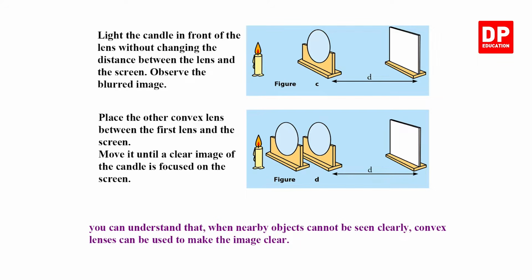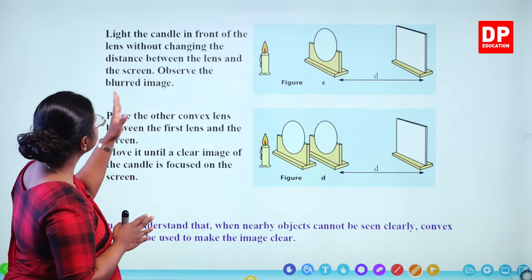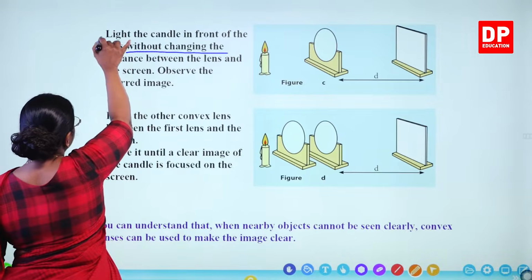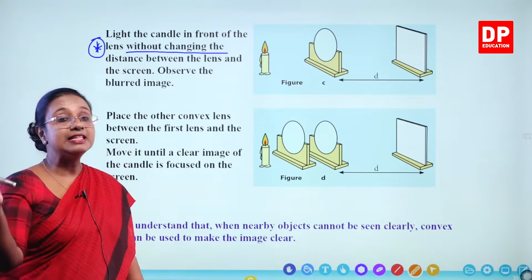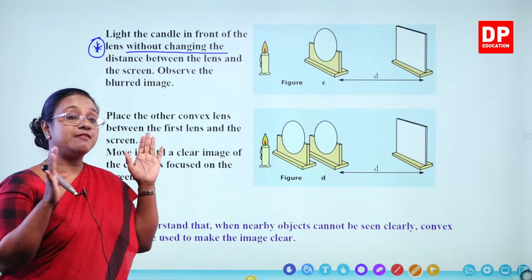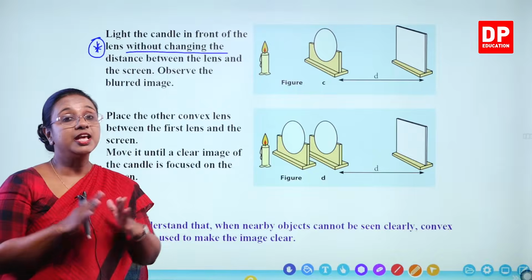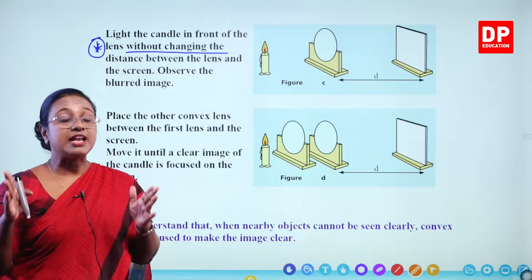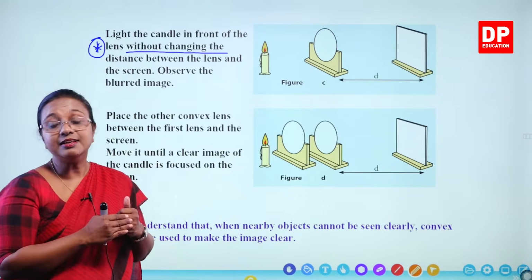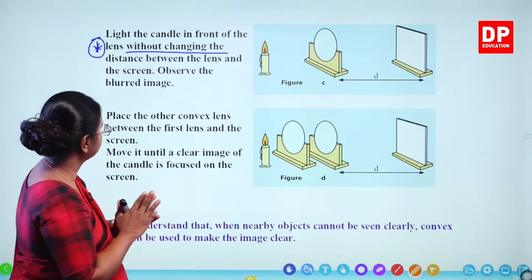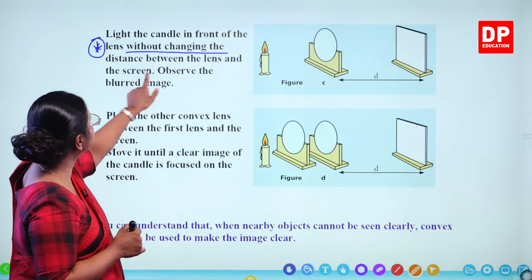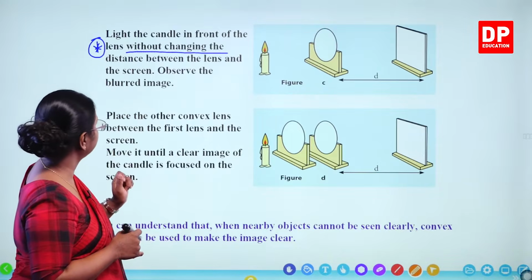What we do is light the candle in front of the lens without changing. Now this is important. Now we only have the lens and the retina. In the previous step where we used a somewhat far object, we fixed the distance between the lens and the screen. So that is like the lens of our eye and the retina, a fixed image distance. So light the candle in front of the lens without changing the distance between the lens and the screen.